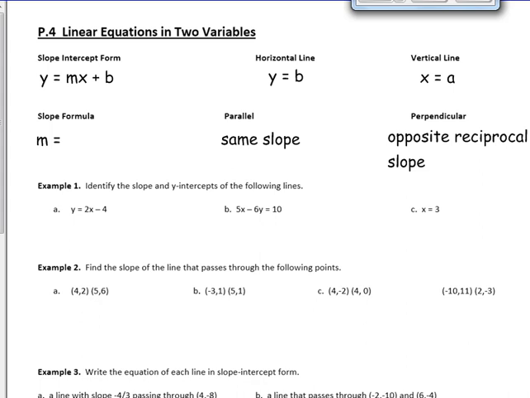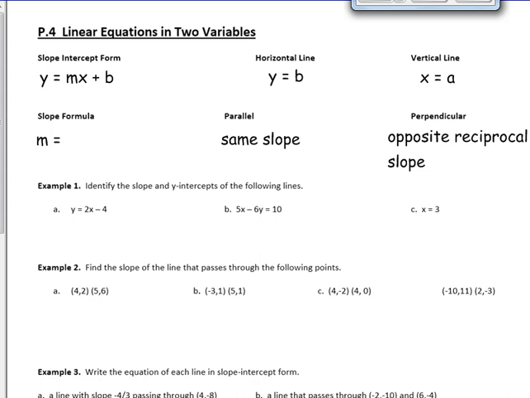We've got the slope-intercept form, y equals mx plus b; a horizontal line, y equals b, and again we use b because it is the y-intercept. The horizontal line goes through the y-intercept. A vertical line is x equals a, where a is any number in the real number system that we're looking at here.